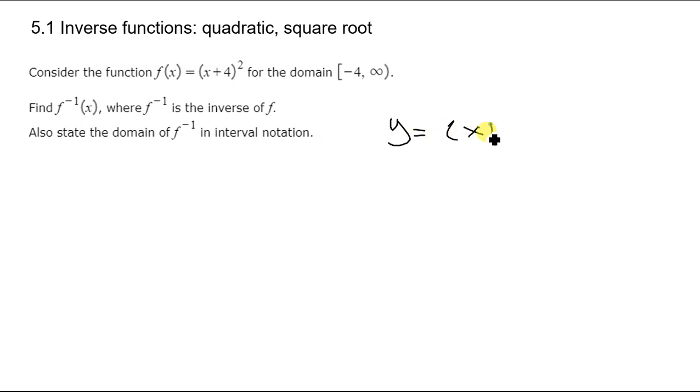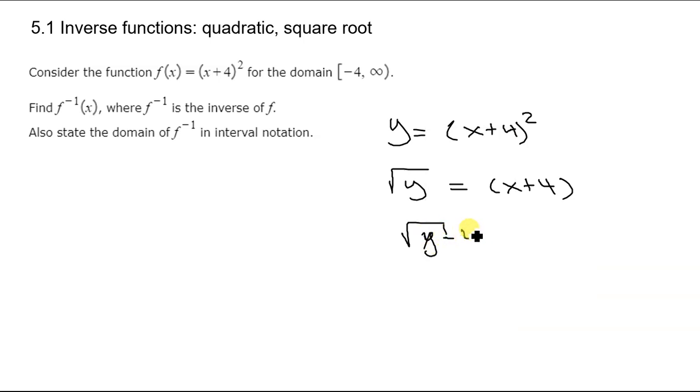If we set y equal to (x + 4) quantity squared, then we'll take the square root of both sides. Now we can drop these parentheses and subtract by 4. Now we can write the inverse function. f inverse of x is equal to the square root of x minus 4.